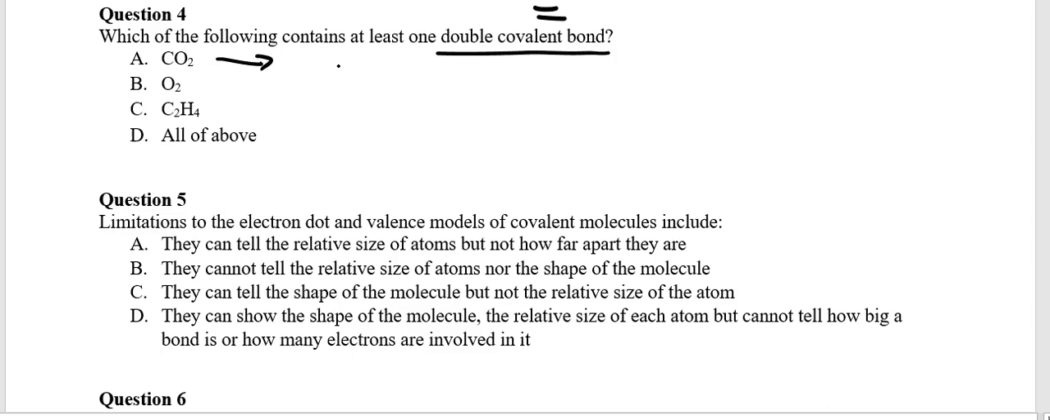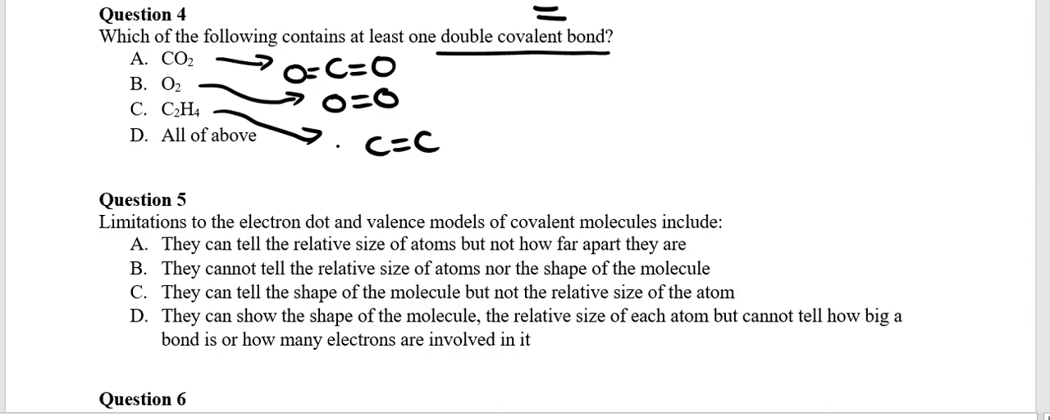So the first one, you have C, and then you have O, and then you have O. So the first one has 2 double covalent bonds. Second one looks like this. Now this is ethene, so I have 2 C, and then you have H, and you have H.